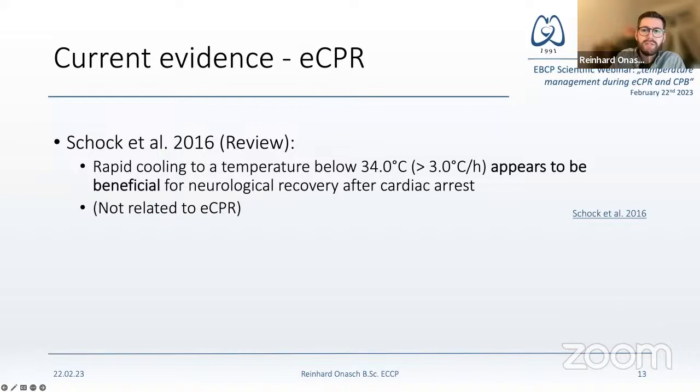Our second topic today is cooling and hypothermia during extracorporeal resuscitation. In the next 2 slides, I will give a short introduction and will summarize some of the findings so far. The first review is not related to eCPR in general, but emphasizes a rapid cooling strategy below 34 degrees Celsius. It appeared to be beneficial for neurological recovery for patients after cardiac arrest in this review.